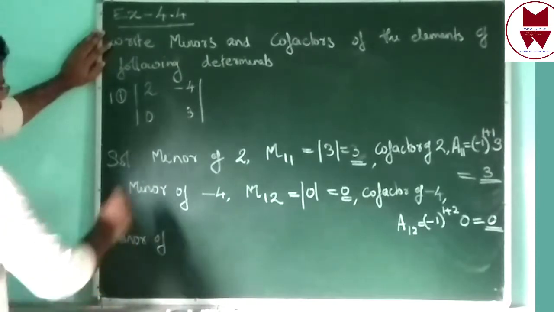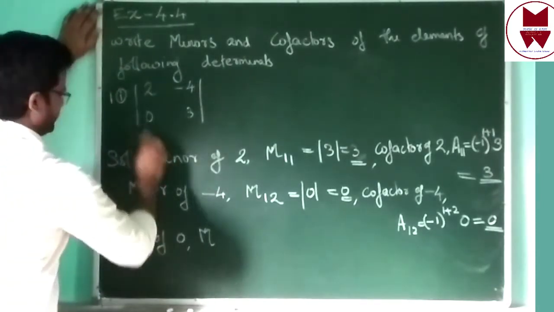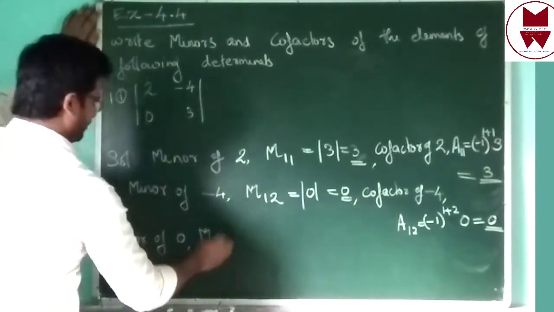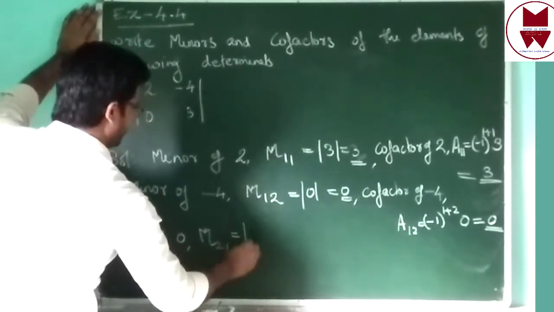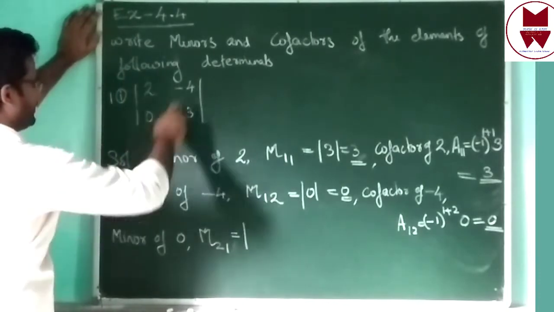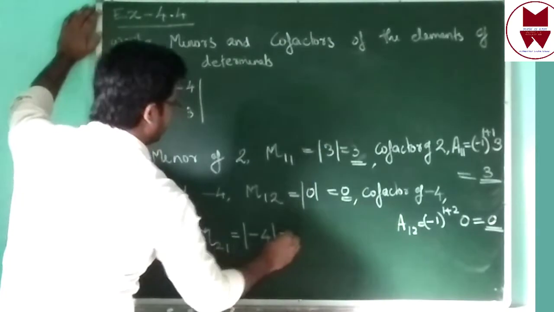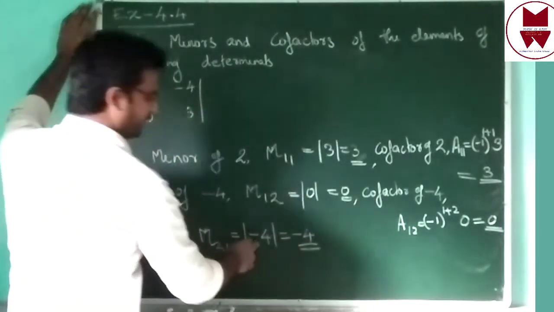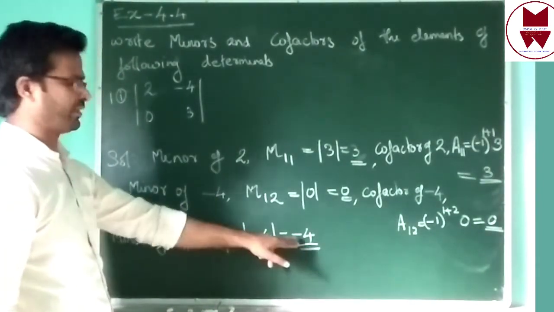Next, minor of 0 you can find out. That is M21, which means second row and first column. M21 we can write determinant of this; second row and first column, just leave it, then remaining only minus 4. Then determinant of minus 4 is minus 4. Keep in mind this is not modulus, this is determinant. Don't think this is modulus, don't write plus 4.